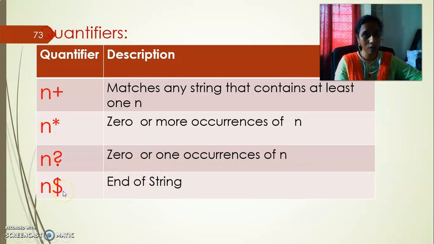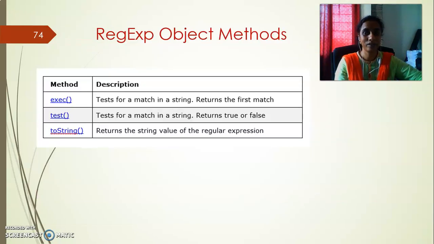If it is dollar, that means the string ends with it. It is pretty much the end of the string, that is what you define. If it is plus, that means it matches any string that contains at least one n. So these are very, very important. Maybe you have to memorize this table, but it is very important in making these regular expressions. Once you compose a regular expression, you can test for a match in a string using the exec method, test method, or toString method. The toString method converts any regular expression to its equivalent string.